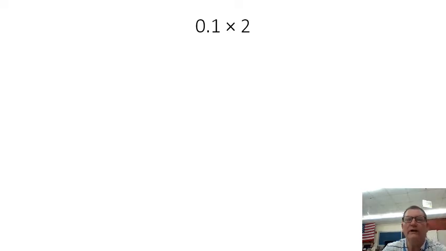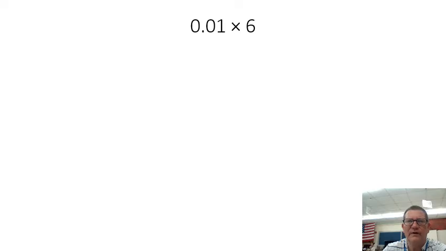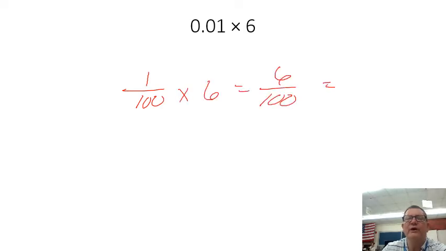Okay, so let's take a look at 1/10 times 2. Once again, let's put it to a fraction. 1/10 times 2 is going to equal 2/10. And we know when we write it, 2/10 goes 2 in the tenths place. Now this time we have 1/100th. So we're going to take 1/100th times 6, which equals 6/100ths. And then we're going to place the 6 in the hundredths place. Okay, very simple.